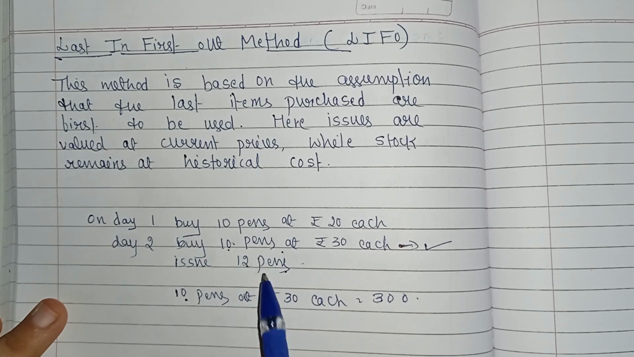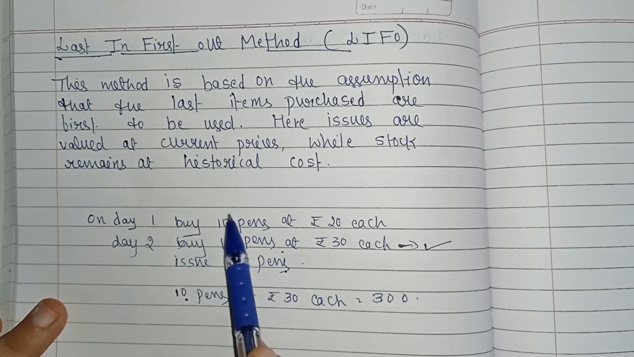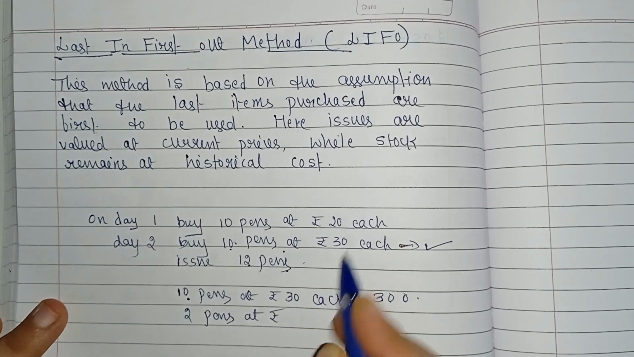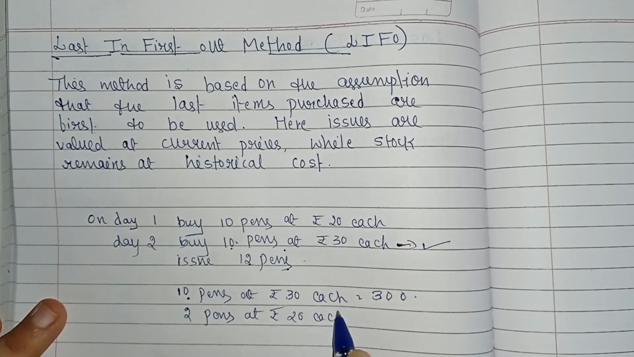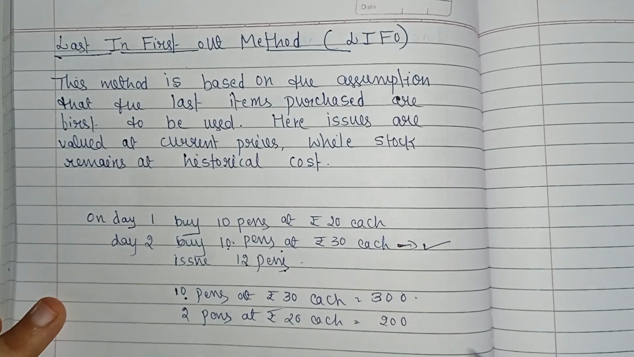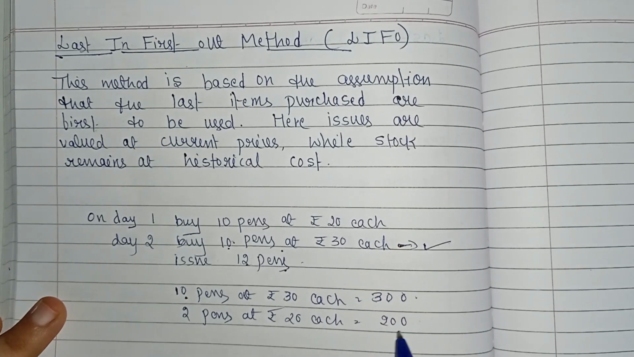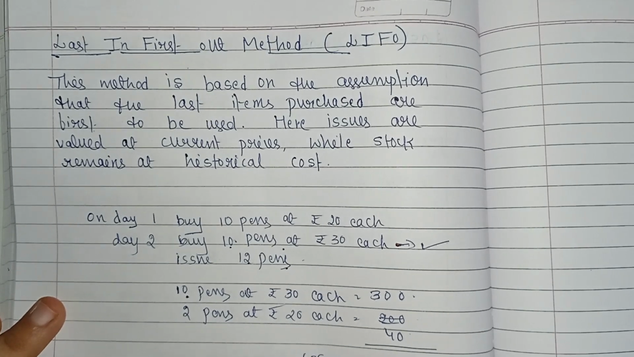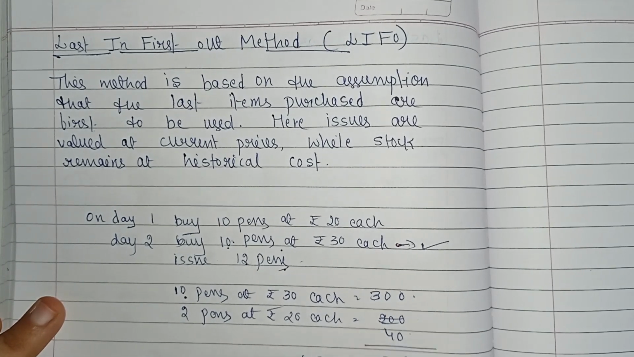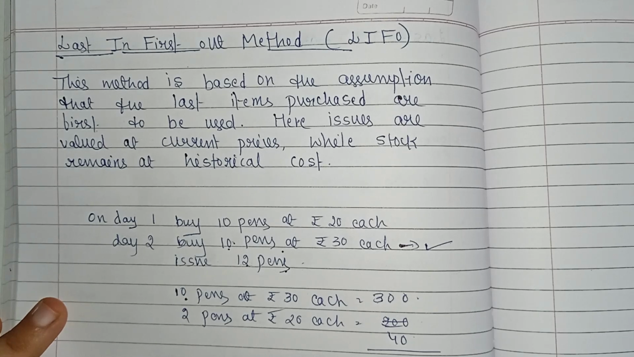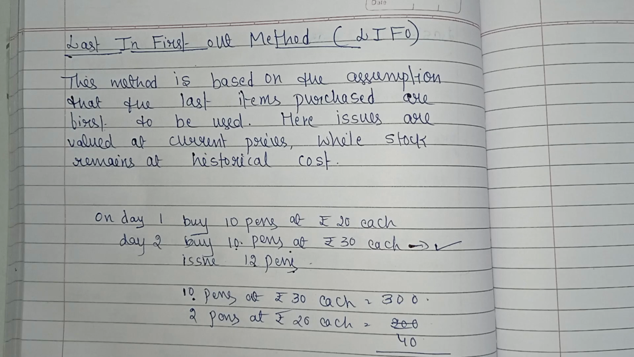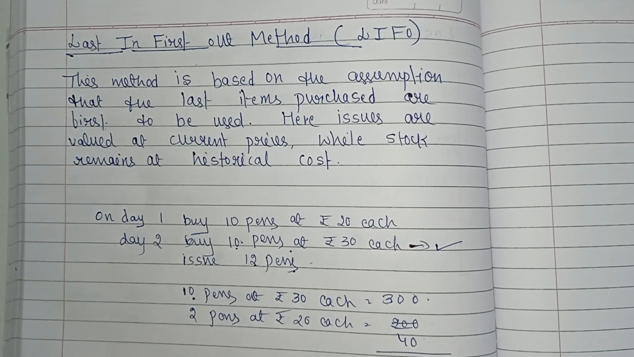So the recent purchase is over, now go to the oldest one. So 2 pens at rupees 20 each, that equals rupees 40. So your cost of goods sold equals 340. Clear? In this way we need to solve the problems under LIFO method. So it is nothing but the last items that come in are the first to go out.